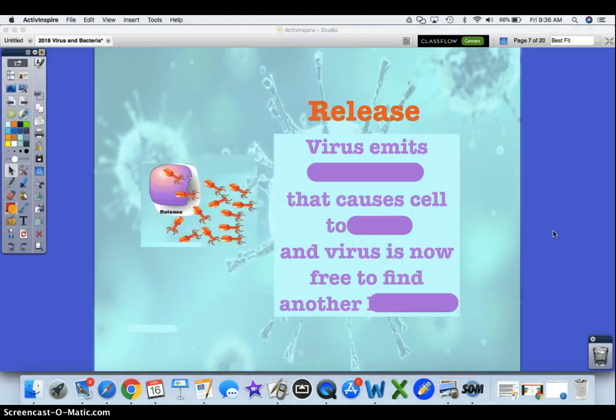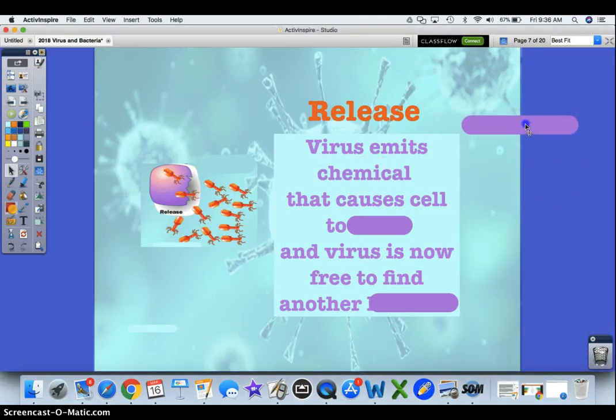During release, what do you see happening to the cell? It literally breaks it. It's actually going to emit a chemical. So the first block is a chemical that causes the cell to burst. The second block is burst.